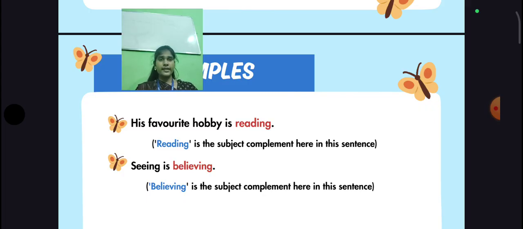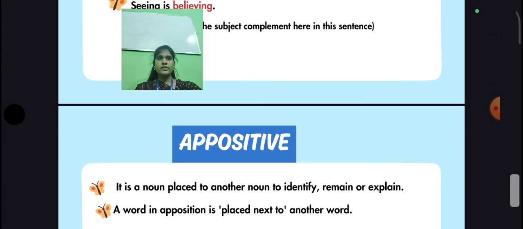Now the next example: seeing is believing. Seeing is what? Believing. Without believing, the sentence will not be complete, so it acts as a complement here. Believing is a subject complement in this sentence. I hope that you have understood this term.